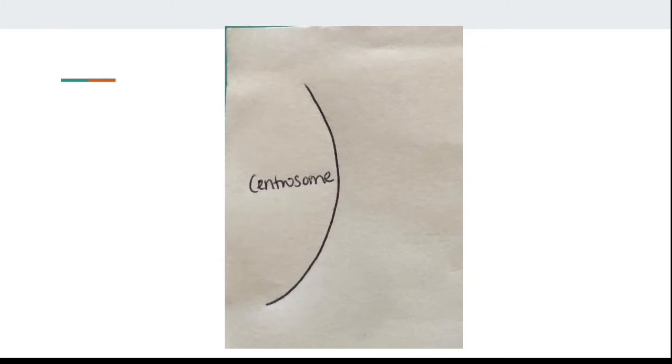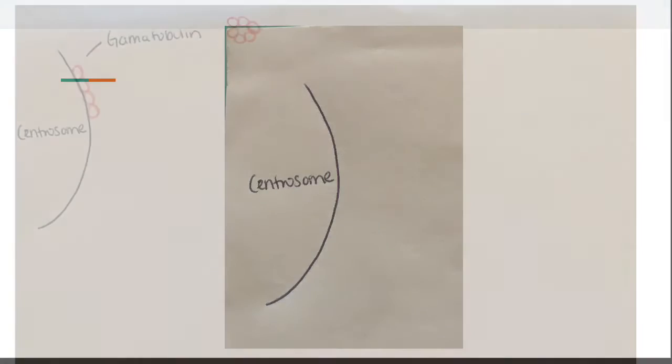MTs have a point of origin called the centrosome. Lying on the outside face of the centrosome, gamma tubulin proteins are found in this ring formation. This ring formation serves as the starting point for MT formation. It's called the nucleation site.